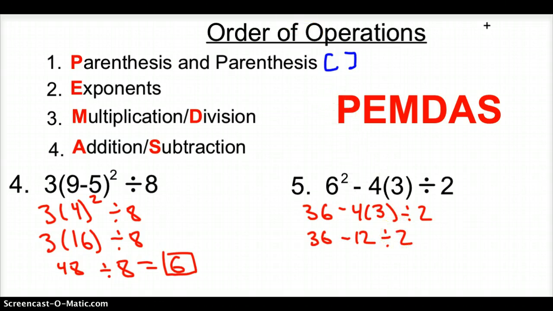Now we have to be very careful here. Everybody wants to subtract this 12, but we can't subtract that 12. We are not done with multiplication and division steps, so we have to divide first. We have to divide 12 by 2, so it's going to be a minus 6. Bring down the 36, and so 36 minus 6 is 30.